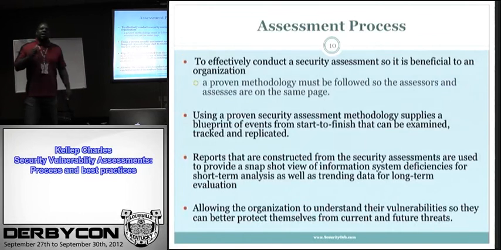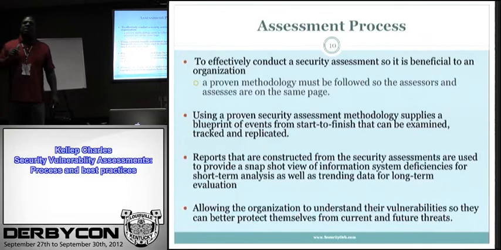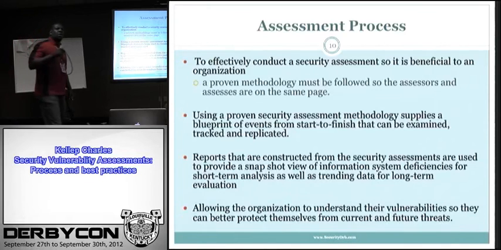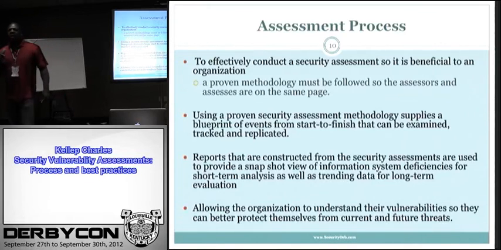Basically, by having it, you have a blueprint of how the process will go from start to finish. And it's also something that can be replicated. So if it's a monthly scan or a quarterly scan, the group that's being assessed will understand the process each time. It's not something new each time.